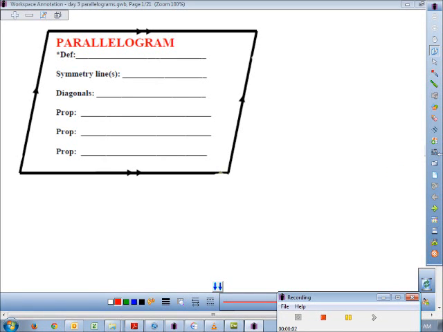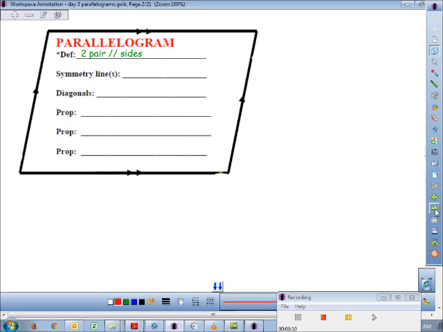Alright, this is day 3 in advanced geometry. Today, in our hierarchy, we discussed parallelograms. So if we want to start filling this information out from what we did last time, the definition of a parallelogram is obviously that it's got two pairs of parallel sides. Right? A parallelogram has two pairs of parallel sides.